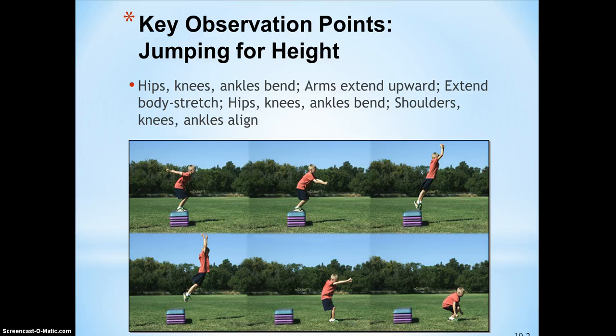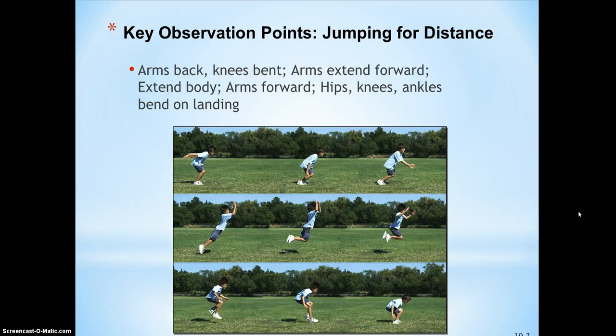When you look at jumping for distance, again, very complicated, and we have to be aware of certain terminology and certain vocabulary in the different stages. Arms back, knees bent, arms extend forward, extend body, arms forward, hips, knees, ankles bend on landing. Now, to make one thing clear, you're not going to be saying these words while a kid is jumping for height, but also jumping for distance.